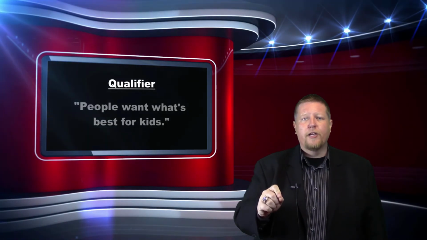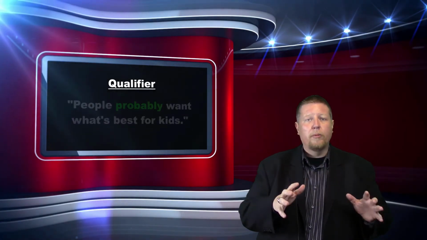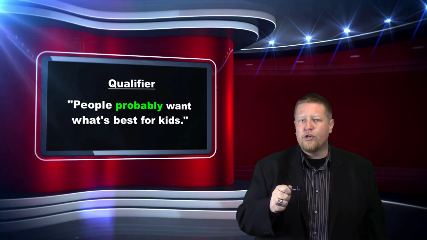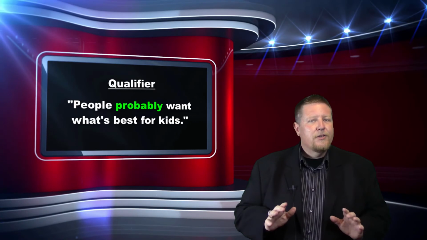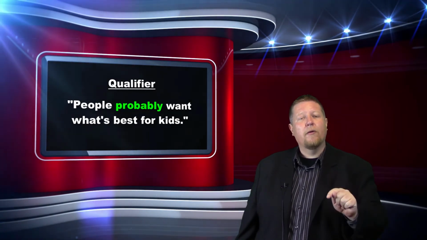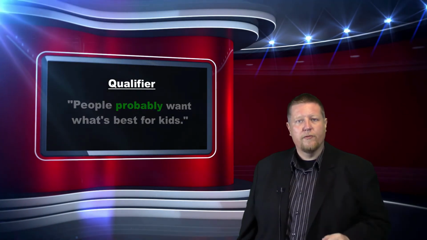For example, the phrase "people want what's best for kids" is strengthened by saying "people probably want what's best for their kids." In the first example, an opponent may challenge you for evidence to prove that all people want what's best for their kids. In the second example, the qualifier "probably" strengthens your argument because it implies a parent's intent, not necessarily the percentage of parents who want what's best for their kids.